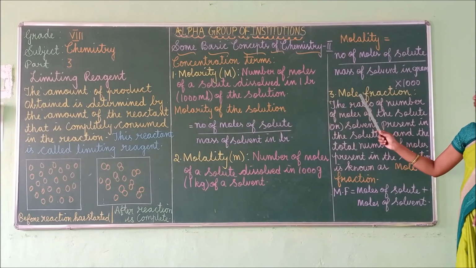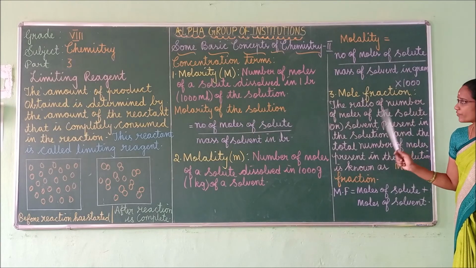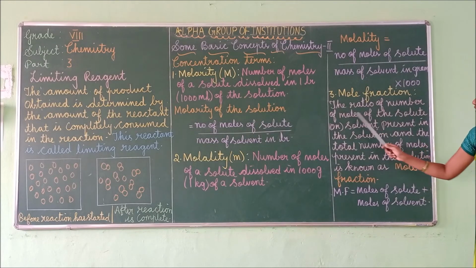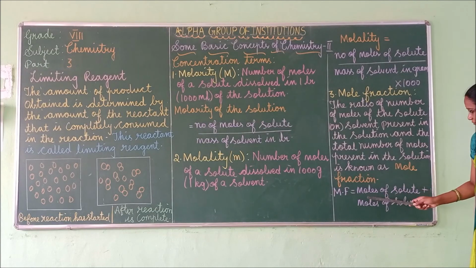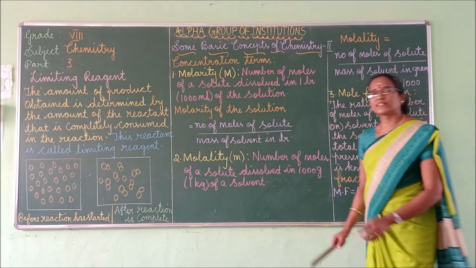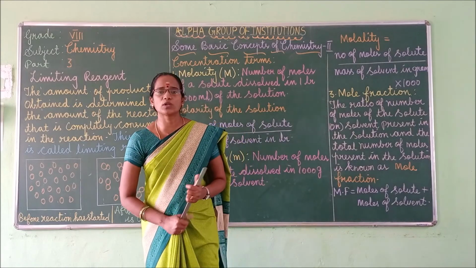I repeat the mole fraction again. Mole fraction is represented by the letter X. It is defined as the ratio of the number of moles of solute or solvent present in a solution and the total number of moles present in the solution. Right? So to calculate the mole fraction, we have to use this formula: moles of solute divided by moles of solute plus moles of solvent gives the mole fraction.